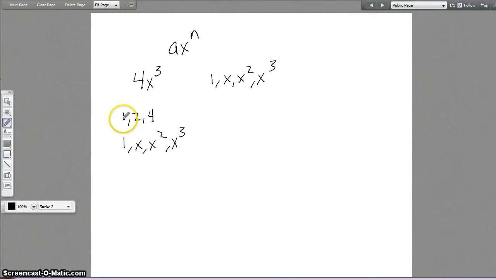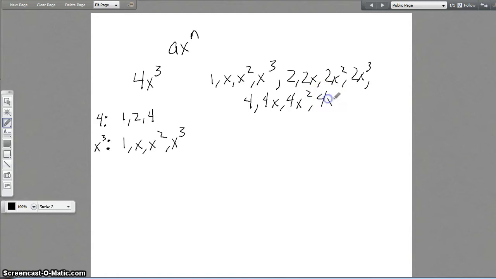That's just taking our 1 from the first list and multiplying it by all the different possibilities from our second list. So the first list is factors of 4. The second list is factors of x cubed. Now we can take our second factor of 4 and multiply it by all the possible factors of x cubed. So then we have 2, 2x, 2x squared, 2x cubed. And then we can take our last factor of 4 and multiply it by all the possible factors of x cubed. And I need to go down to the next line. 4, 4x, 4x squared, and 4x cubed.